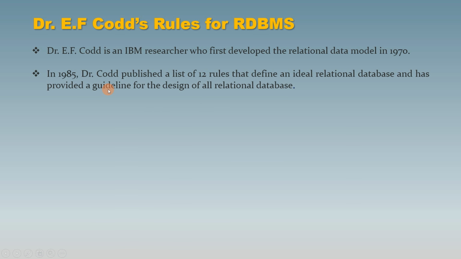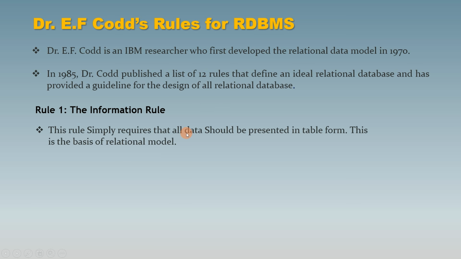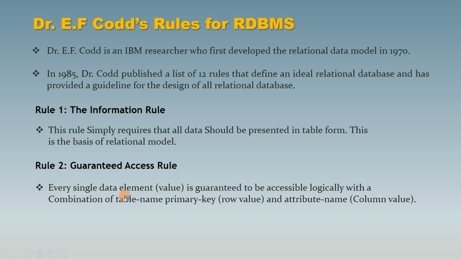Now, rule number 1, the information rule. This rule simply requires that all data should be presented in table form. This is the basis of the relational model. Rule number 2, guaranteed access rule. Every single data element, that is called value, is guaranteed to be accessible logically with a combination of table name, primary key and attribute name.